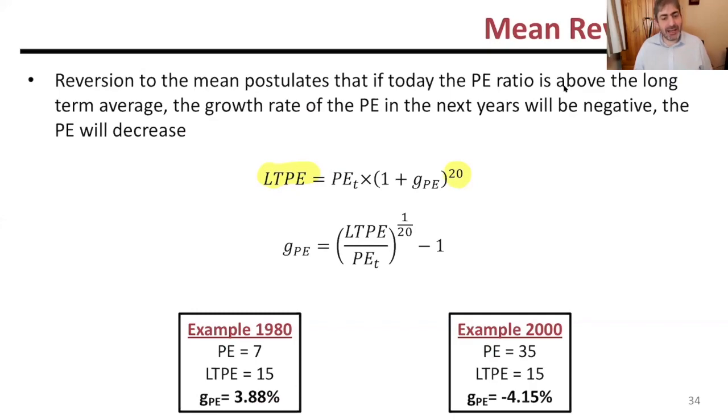So we expect a negative valuation change. We expect valuations to go down. And so to go from 35 to 15 in 20 years, you need to go down by 4% per year. Okay, so that gives you a negative component of valuation change.